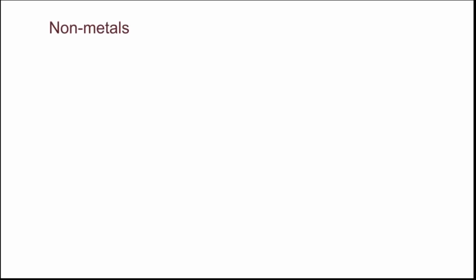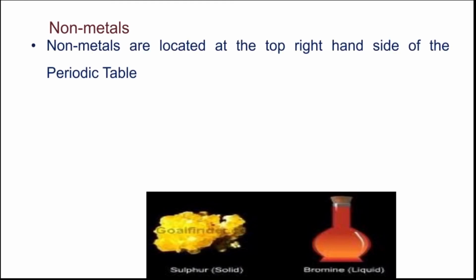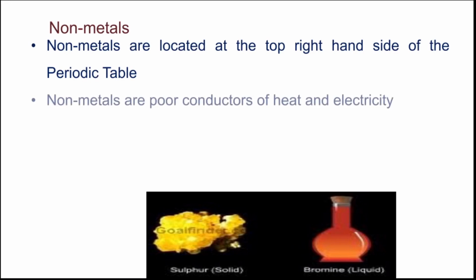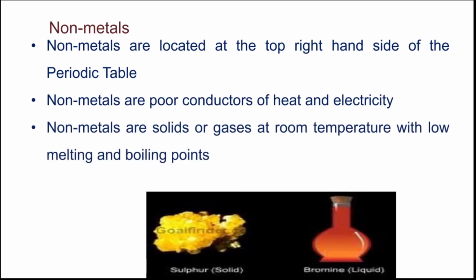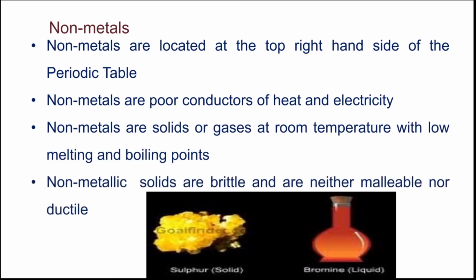Next we shall look into non-metals. Non-metals are located at the top right hand side of the periodic table. Non-metals are poor conductors of heat and electricity. Non-metals are solids or gases at room temperature with low melting and boiling points. Non-metallic solids are brittle and are neither malleable nor ductile.